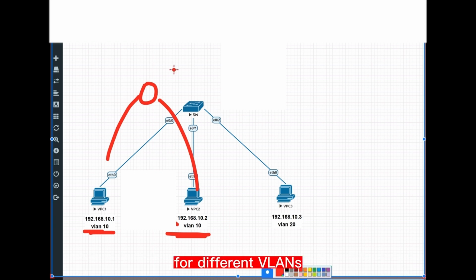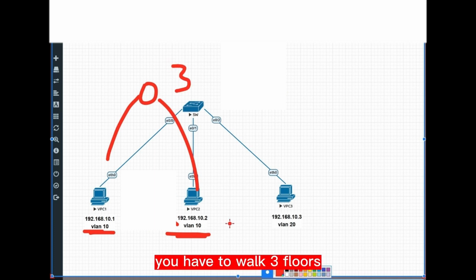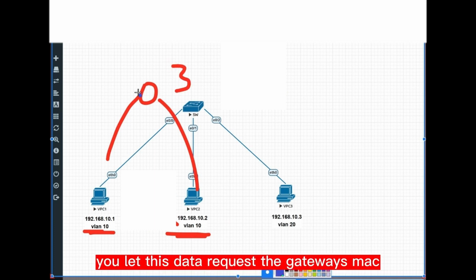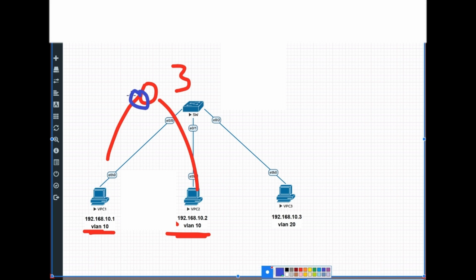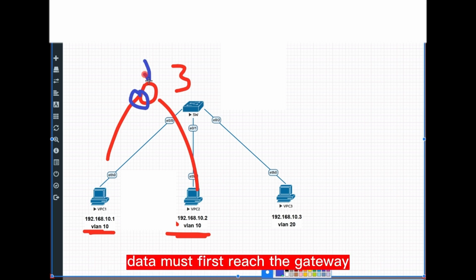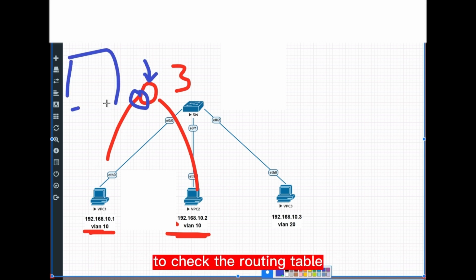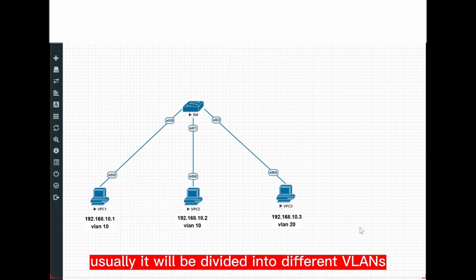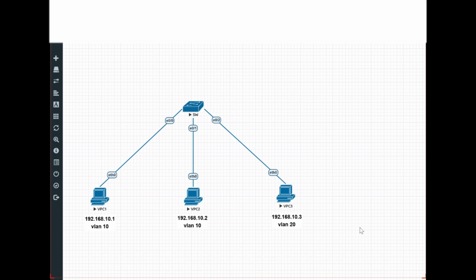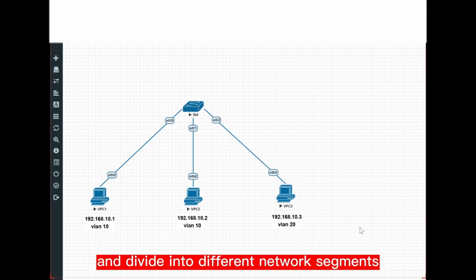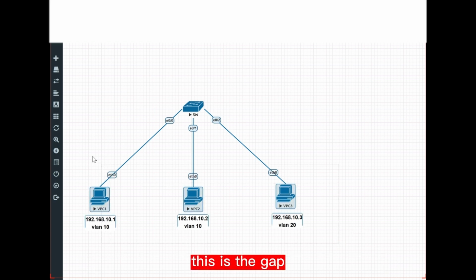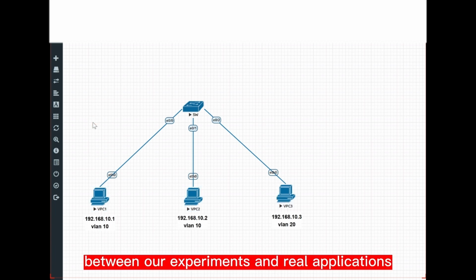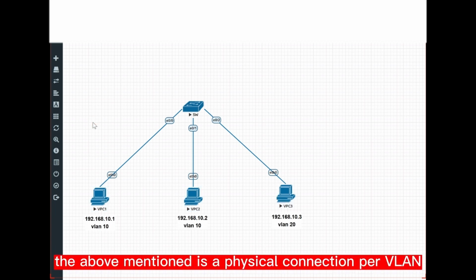For different VLANs, you have to go through layer 3. You let this data request the gateway's MAC. Data must first reach the gateway to check the routing table. So on projects, usually it will be divided into different VLANs and different network segments. This is the gap between our experiments and real applications. The above mentioned is one physical connection per VLAN.